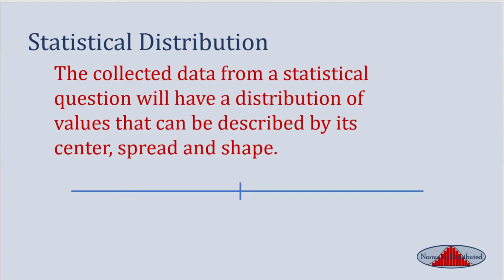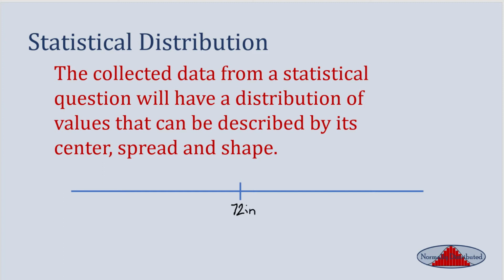All right, so when we ask a statistical question, we know we're going to have to collect data. And this data will have a statistical distribution, which is defined as a distribution of values that can be described by its center, spread, and shape. So as an example of this, let's go ahead and look at the height of a women's basketball team. Let's say that their average height is right here at 72 inches or about 6 feet.